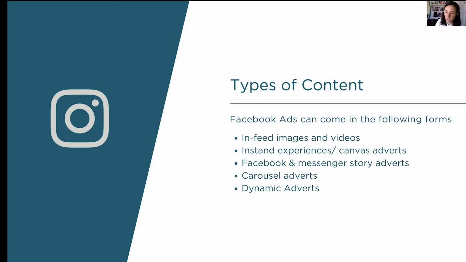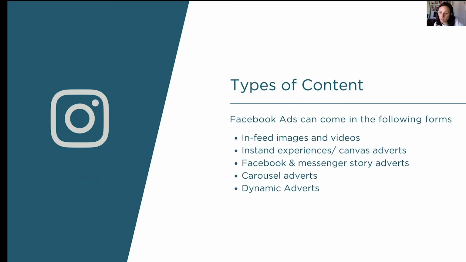So you've got in-feed images and videos. They appear when you're scrolling through your desktop or your mobile news feed in Facebook. They'll actually appear in the feed itself, which is probably the most recognized form of advertising. There's a little spelling mistake there, it should be a T, not a D.